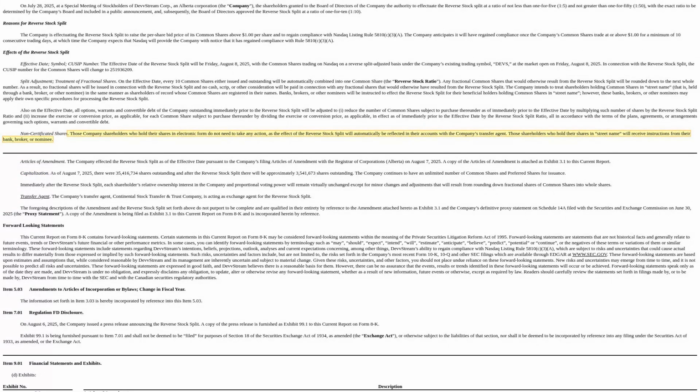DevvStream's transfer agent, Continental Stock Transfer and Trust Company, is acting as the exchange agent for this reverse stock split. They are the ones who will handle the administrative side of changing the number of shares each investor holds.